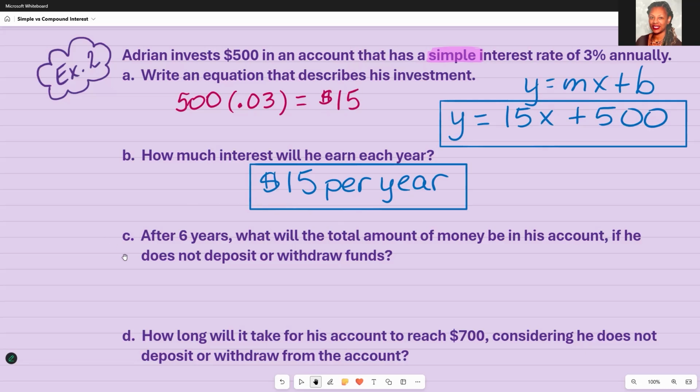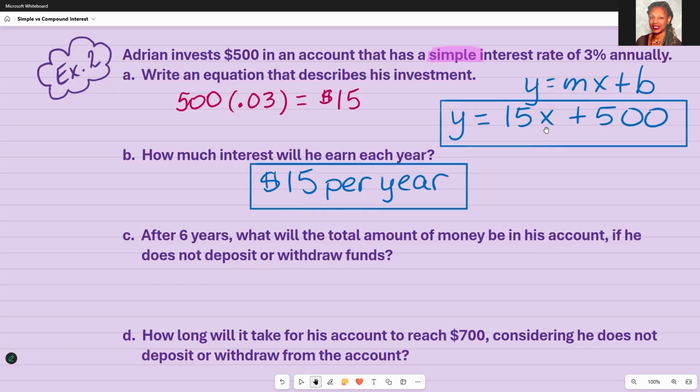Part C states after 6 years, what will the total amount of money be in his account if he does not deposit or withdraw funds? You could actually just substitute 6 in to where x is, or you could use the table in Desmos. It's up to you. We're going to go ahead and substitute the 6 in and then simplify it.